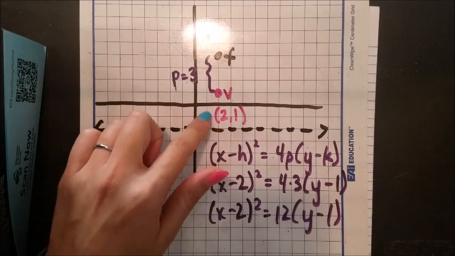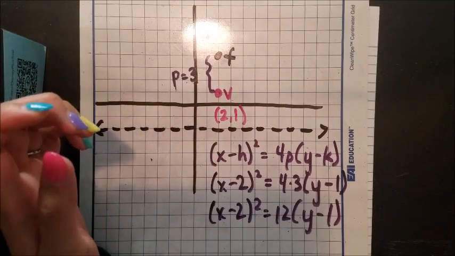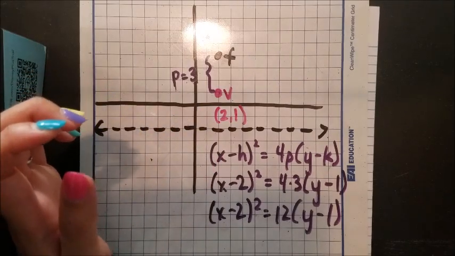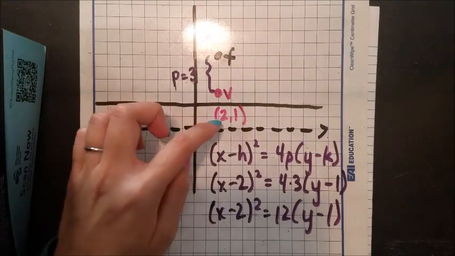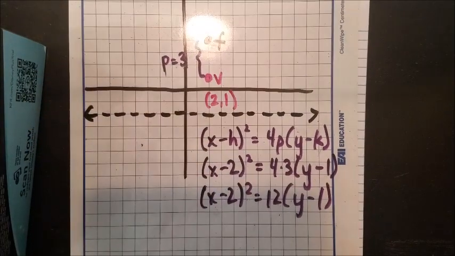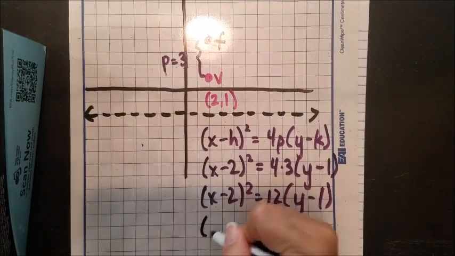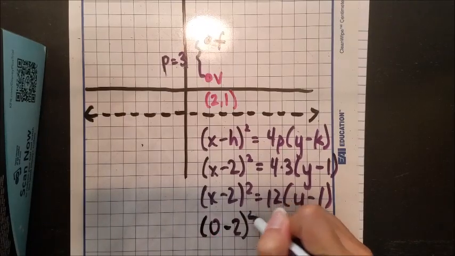My vertex is at 2, 1. So you always want to choose points that are close to your vertex. It just makes your other value come out nicer. So I'm going to choose 0 because 0 is pretty close to 2. It should give me a good idea of how wide my parabola is going to go. So plugging in 0 for x, 0 minus 2 squared.